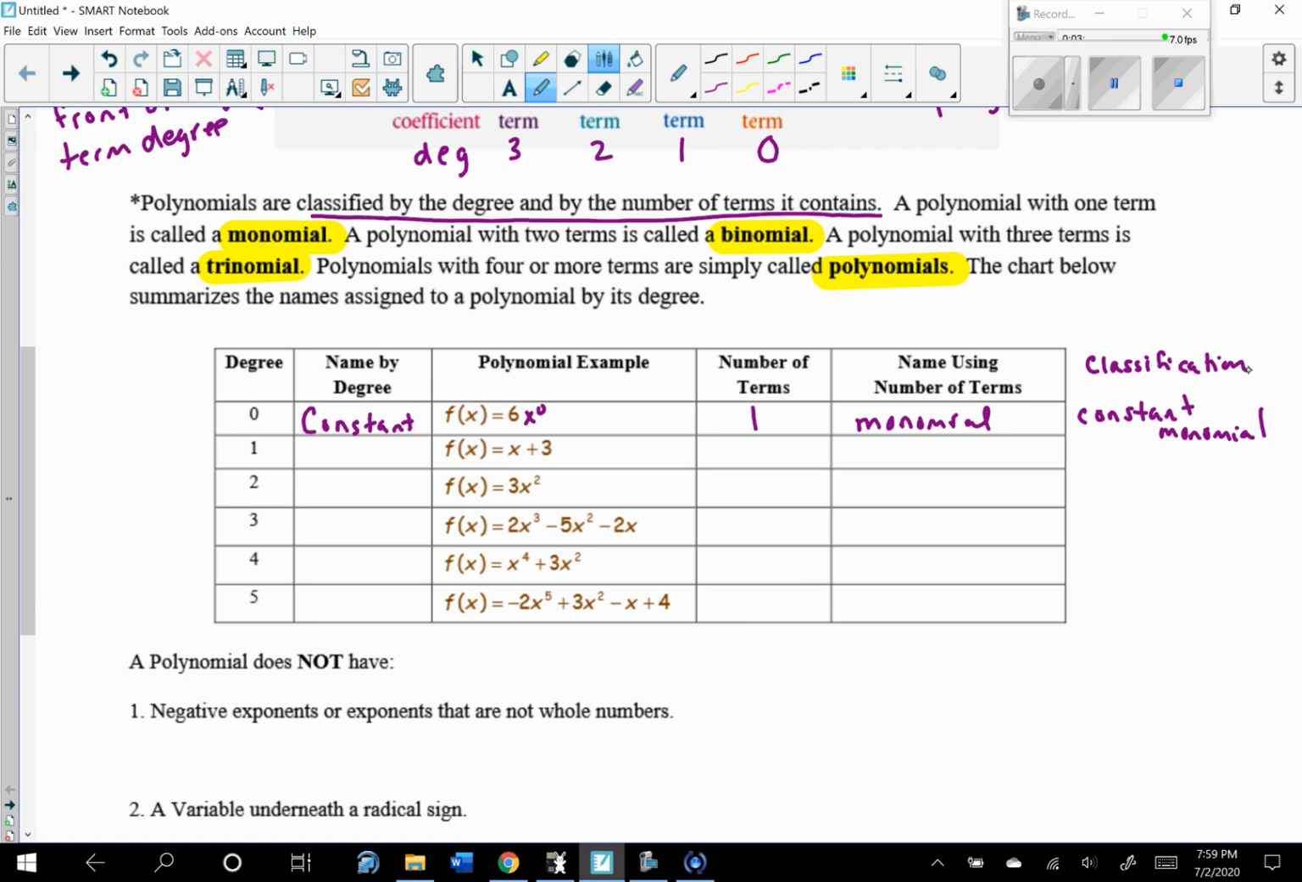So then for the next one, we have f of x equals x plus 3. So the highest power of x is to the first power. This is in standard form. So that means this is, of course, we know linear when we have a degree of 1. There's two terms, so this is a binomial. So the classification for this one would be a linear binomial.